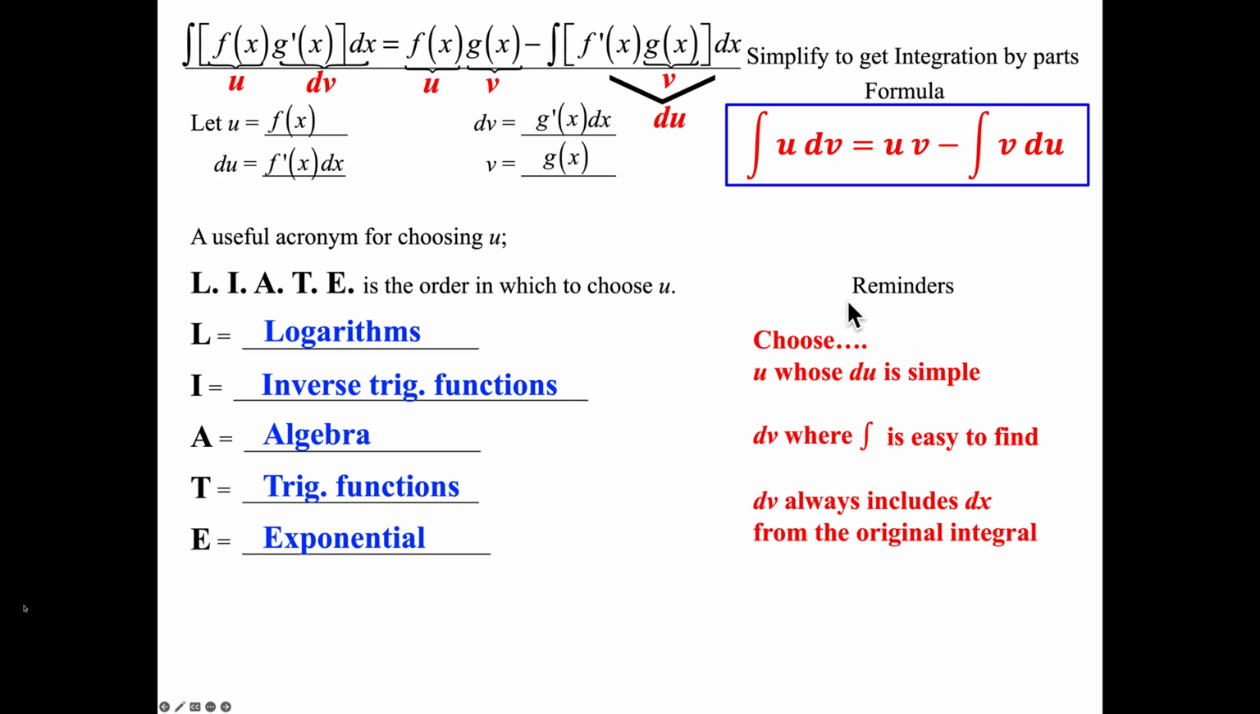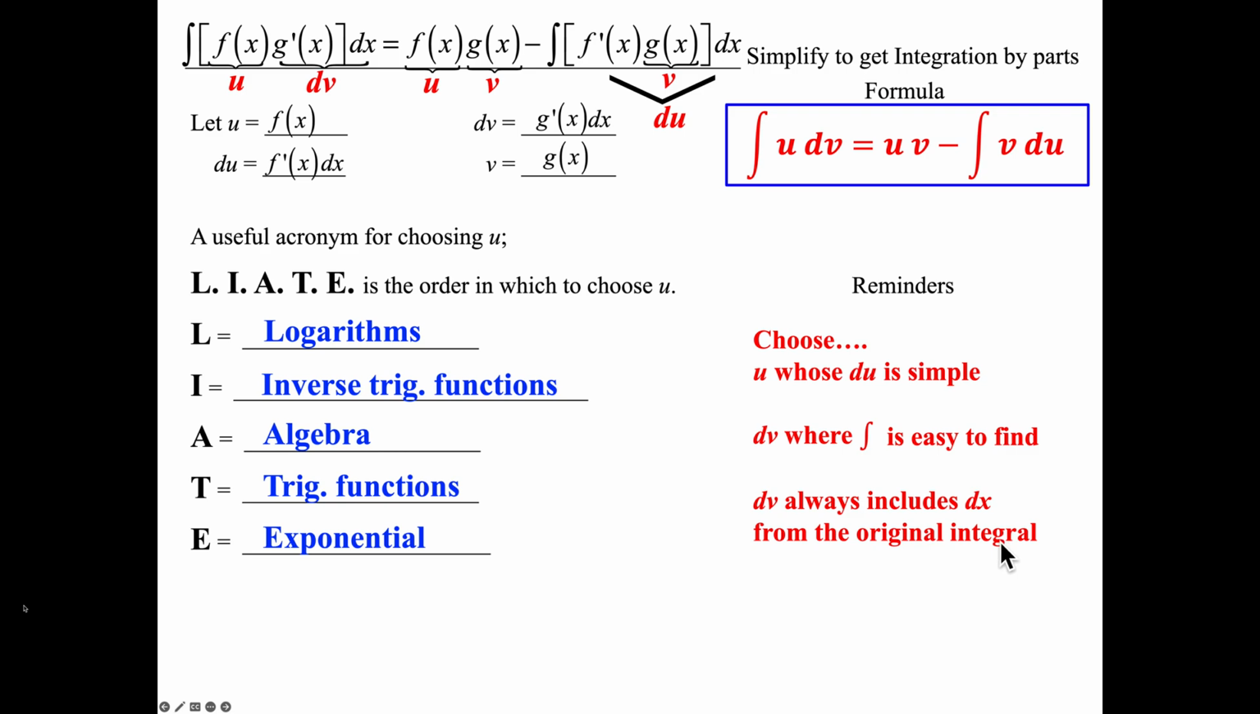All right, so reminders. Choose u whose du is simple. We want to keep du very simple. Choose dv where your integral is easy to find. dv always includes dx from the original integral.